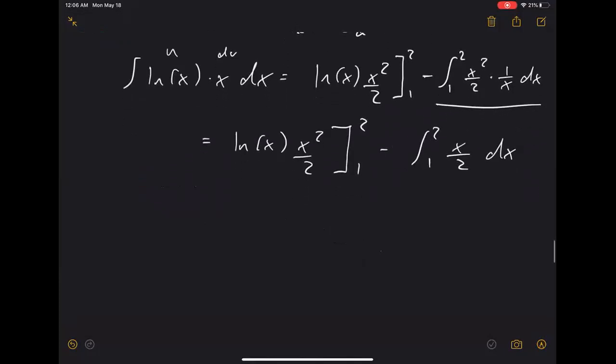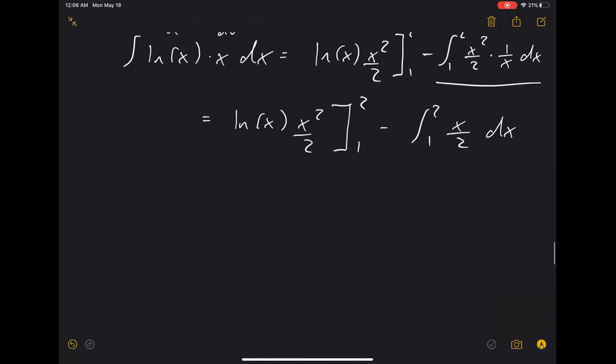I'll say that we have a choice. We could plug these bounds into this first antiderivative and find an actual number, and then find this number separately. But what I usually do is find the antiderivative first, and then plug in my bounds at the end. I'll show you what I mean. So let's solve this integral now.